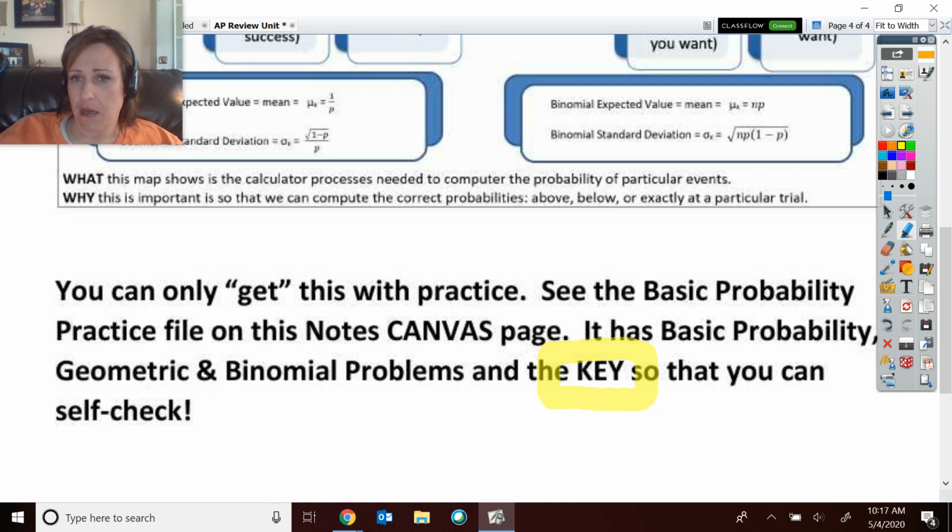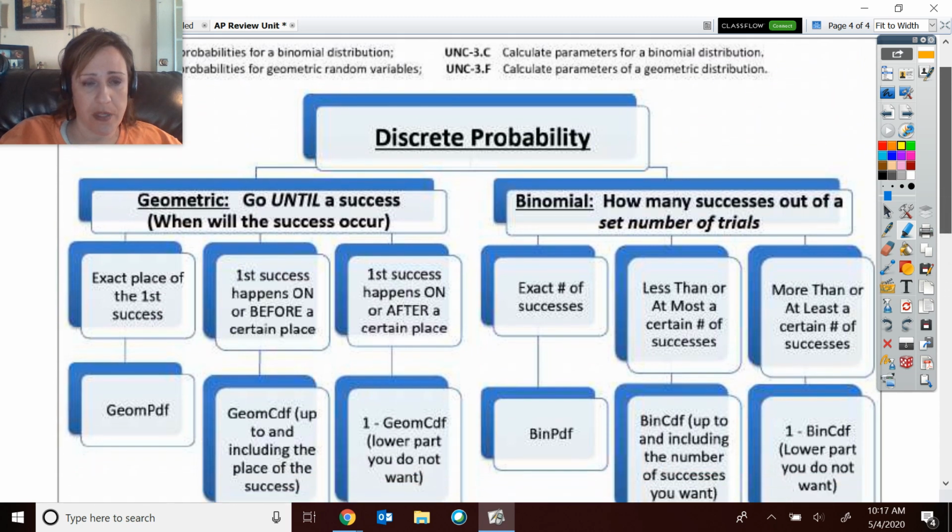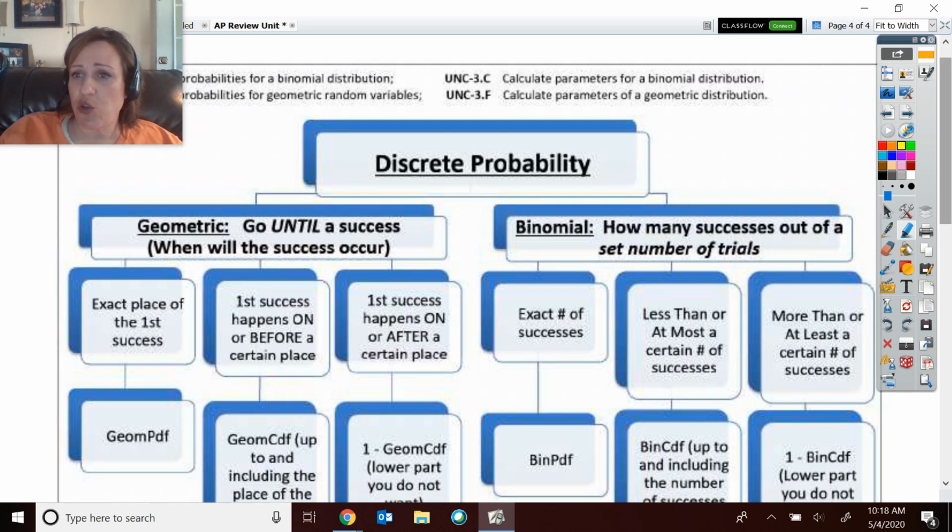Okay? All right, here we go. Okay, remember geometric is when you go until a success. So then the order of items gets defined. So what's the probability that you don't get a Japanese car until the 5th car that you check out? The 5th car to the stop sign. Okay? So the exact place of that first success. The first 4 are not Japanese, and the 5th one is Japanese.